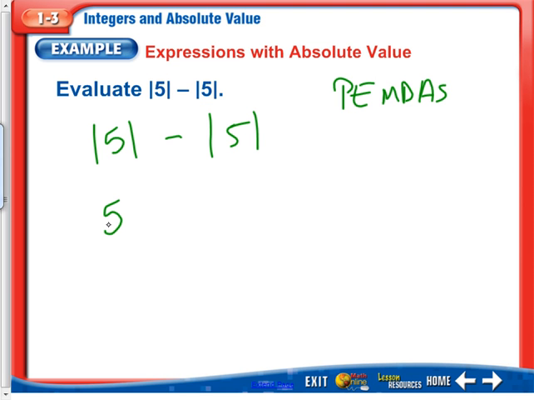So now I can lose the parentheses. I can drop it because I've evaluated the absolute value. And then minus, that just comes straight down, okay? And what is the absolute value of 5 here? Well, it's still 5. And now 5 minus 5 is 0. So now we have correctly evaluated the absolute value of 5 minus the absolute value of 5.